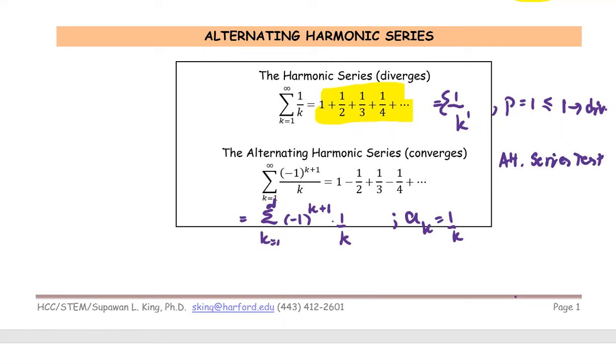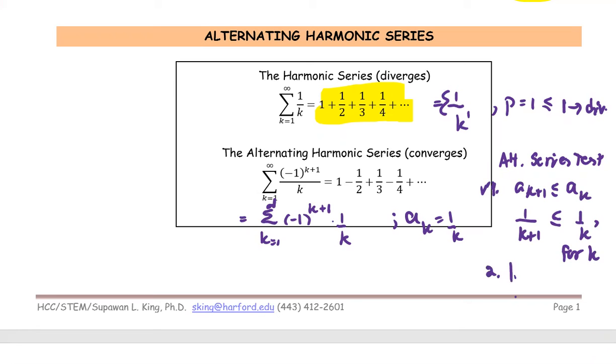Number 1 is ak+1 less than or equal to ak for some n index of the term. ak+1 is 1 over k+1, where ak is 1 over k. So it is true that 1 over k+1 is less than or equal to 1 over k for all k. That means the terms are non-increasing. The first condition is checked.